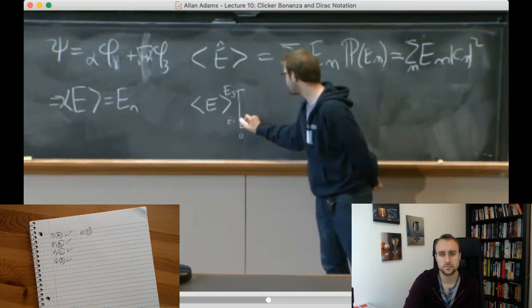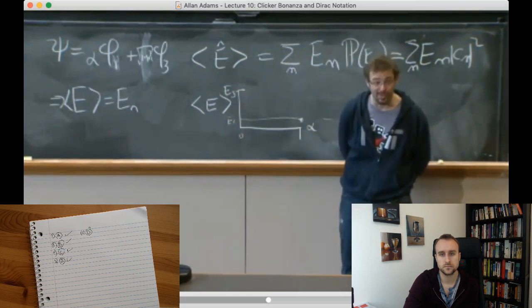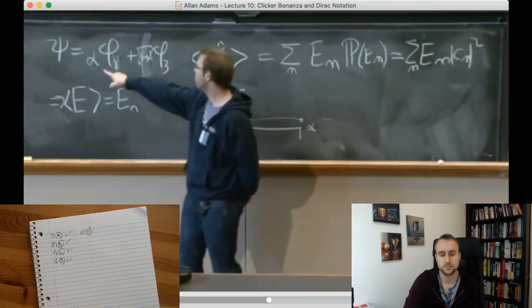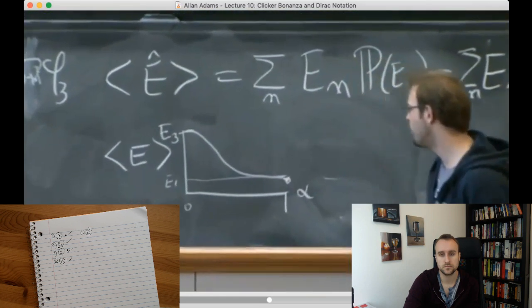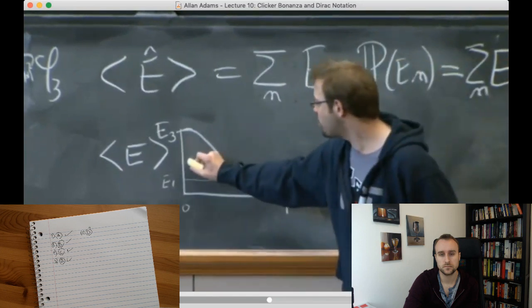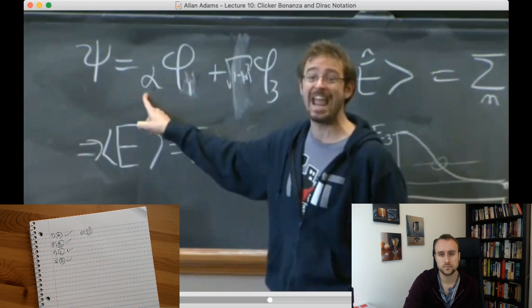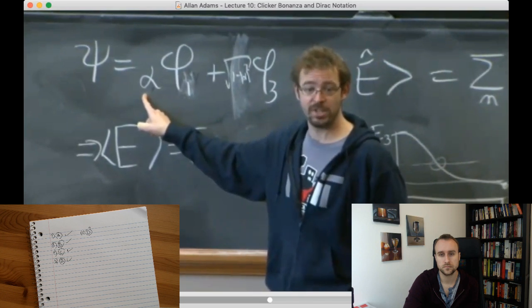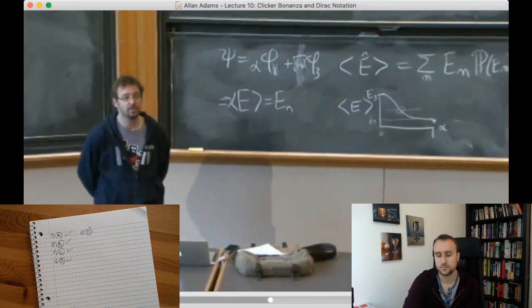And how does the expectation value of the energy vary between these two as a function of alpha? Well, it's smooth. In particular, it's quadratic because it goes like the square of these coefficients. So it's something smooth that does this, and has slope 0 at the ends. And somewhere in between, it will hit E2. But not only is this not equal to E2, it doesn't even contain E2 as an element of the superposition. So this is a counterexample to C. This is an important point.